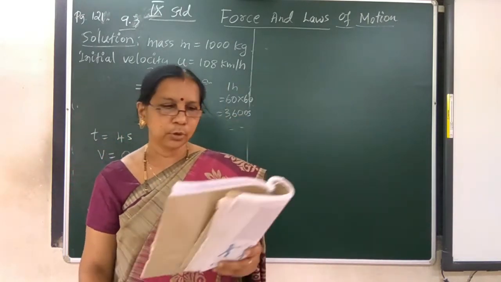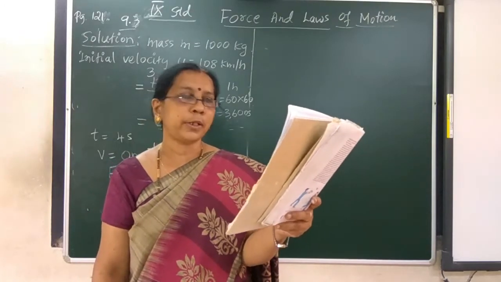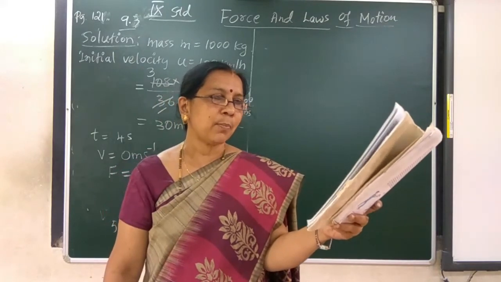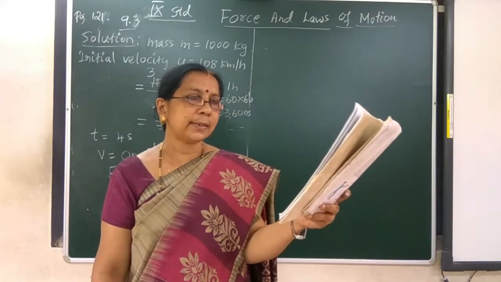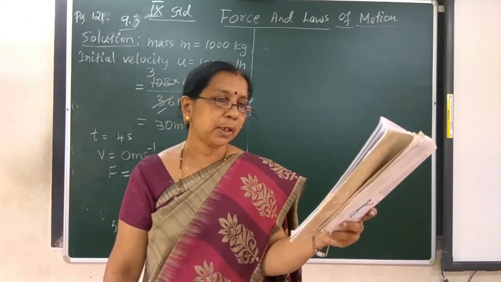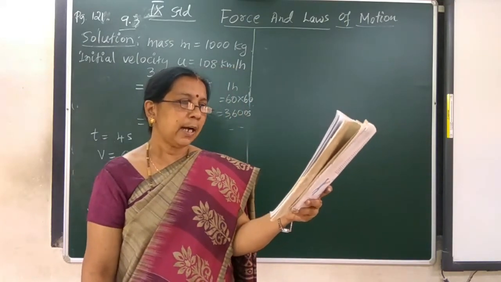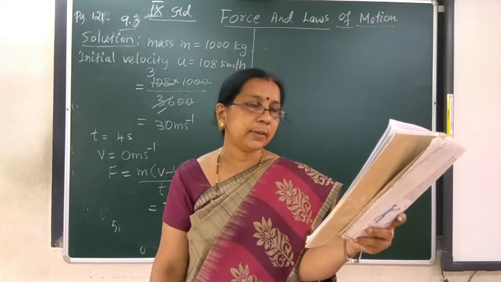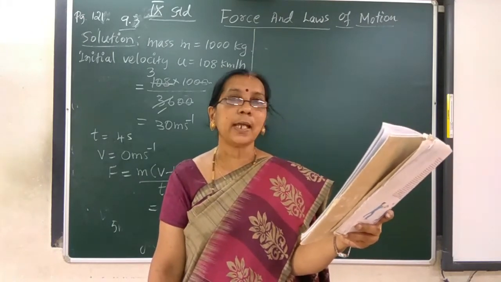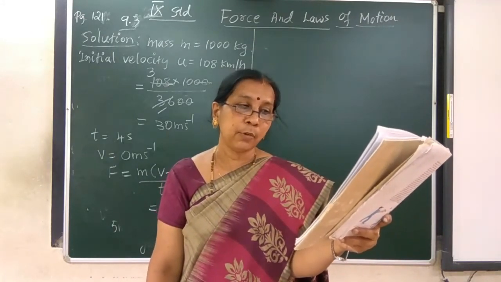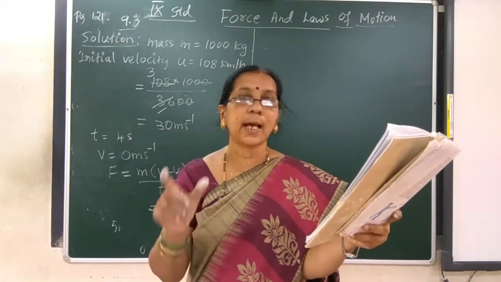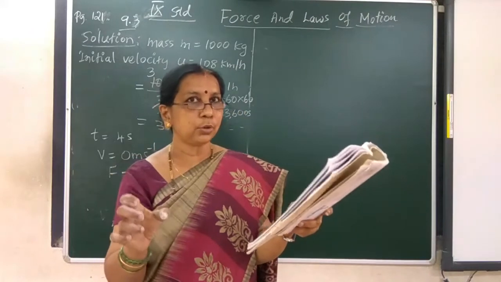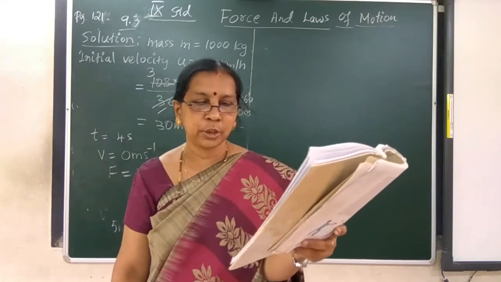Now let us move on to another problem, 9.4. A force of 5 Newton gives a mass m1 an acceleration of 10 meter per second square and a mass m2 an acceleration of 20 meter per second square. What acceleration would it give if both the masses are tied together? If both the masses were tied together, what acceleration would it give?